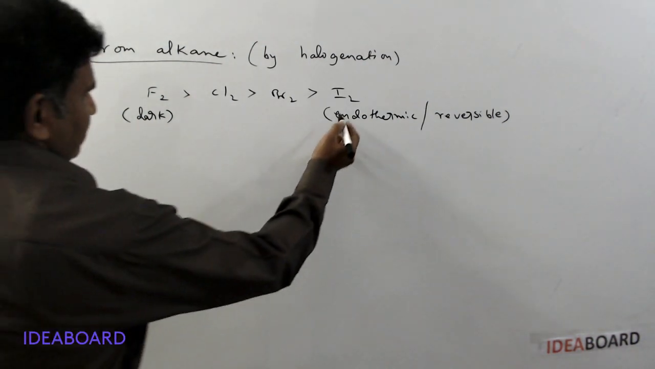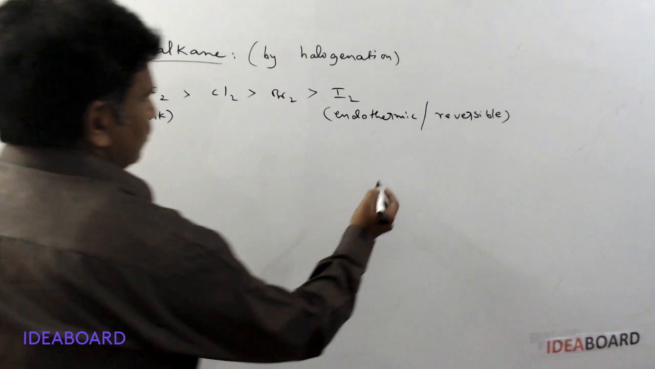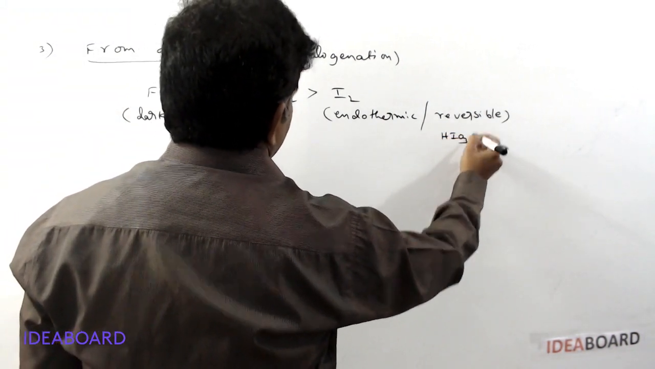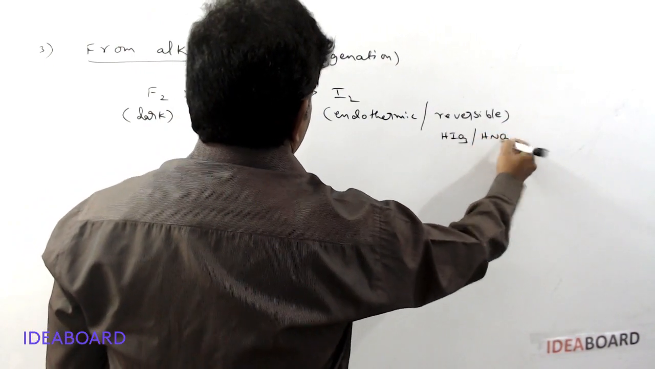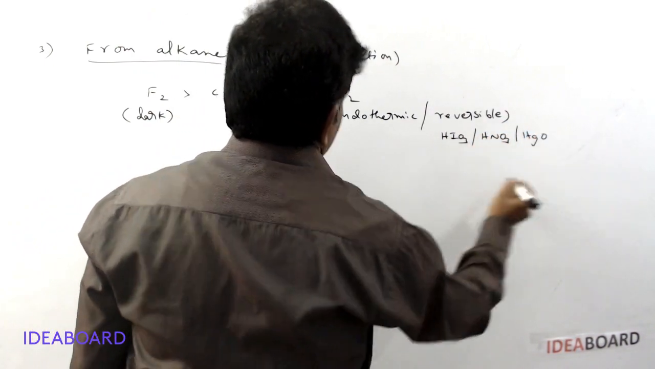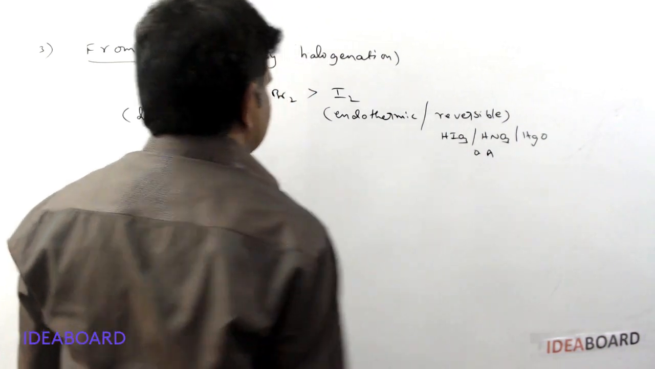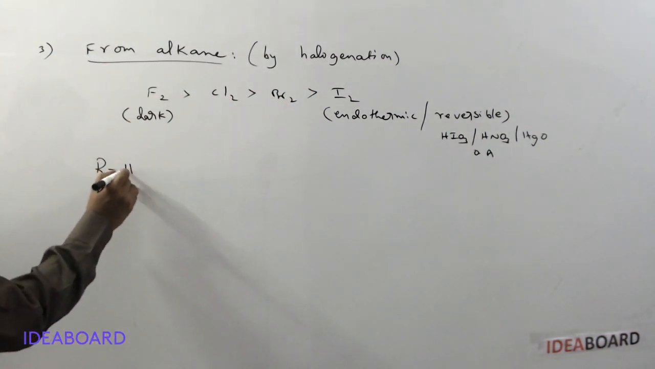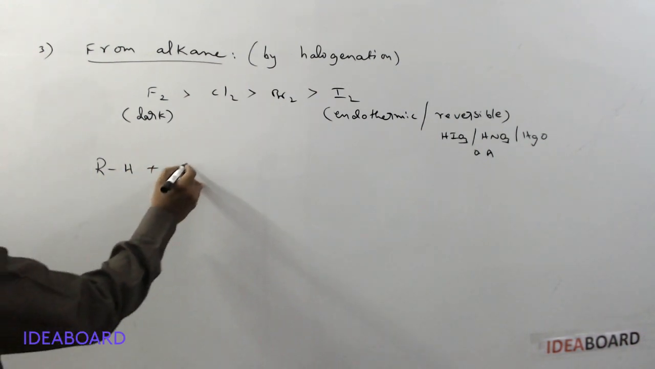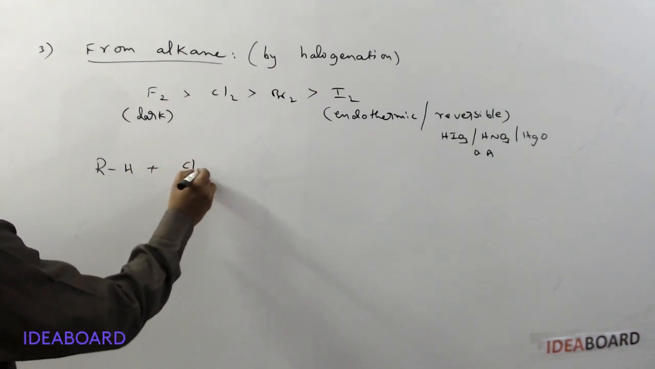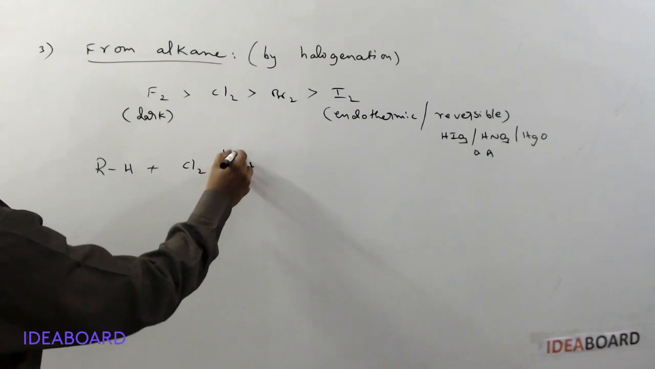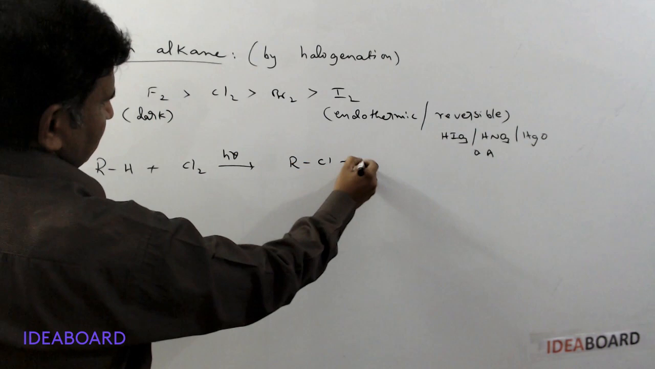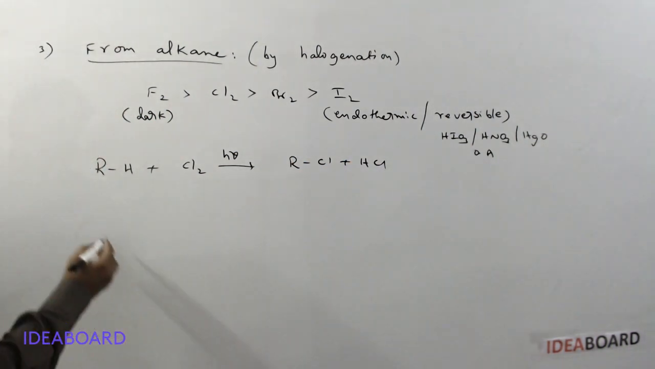For iodine, since it is a reversible reaction, we can use strong oxidizing agents like HIO3 or HNO3 to prevent the backward reaction. For example, if RH is taken, this RH reacts with chlorine in the presence of sunlight or at a high temperature, forming RCl plus HCl.